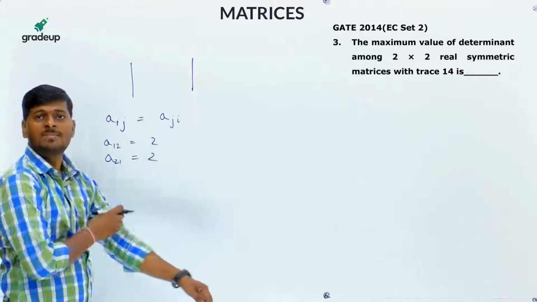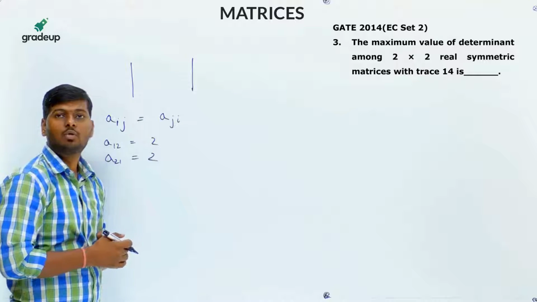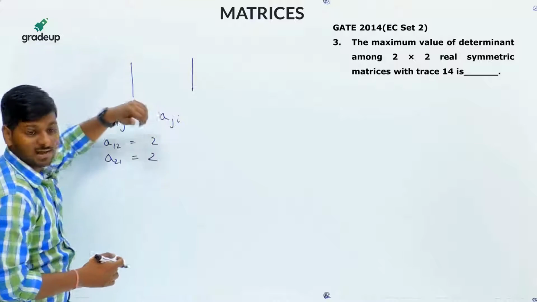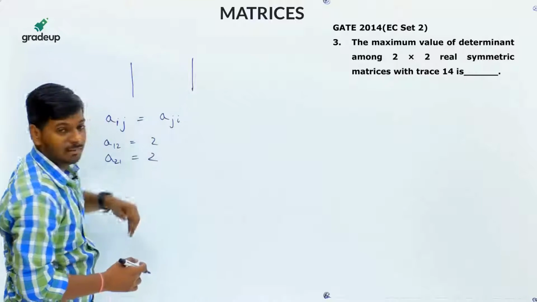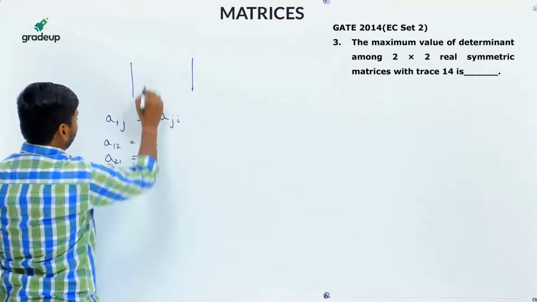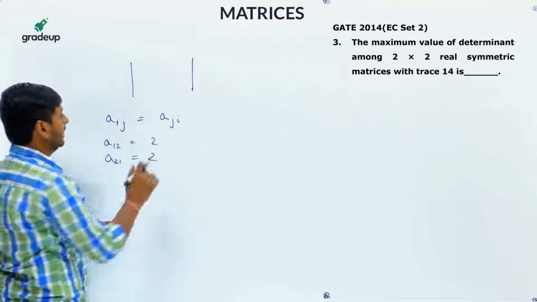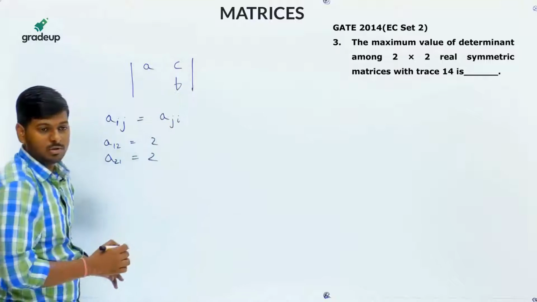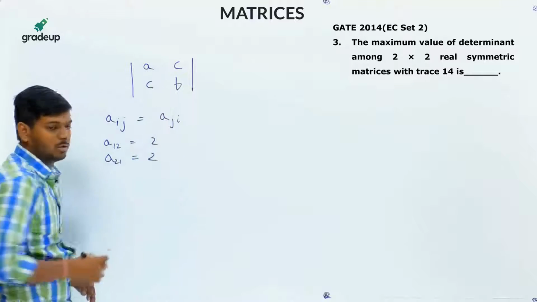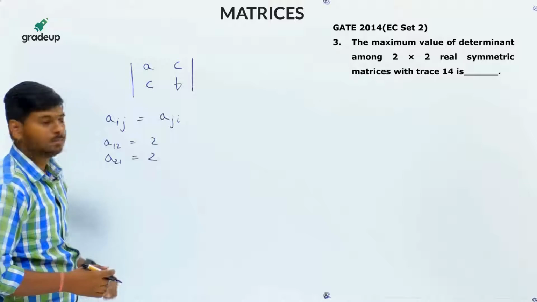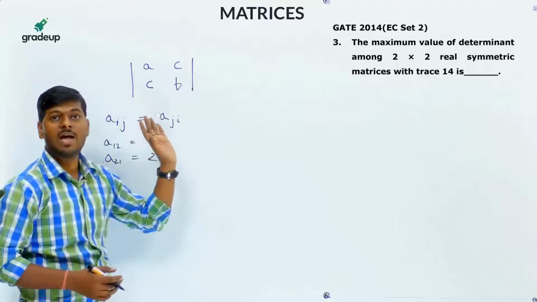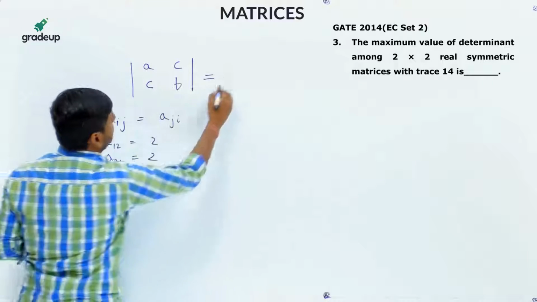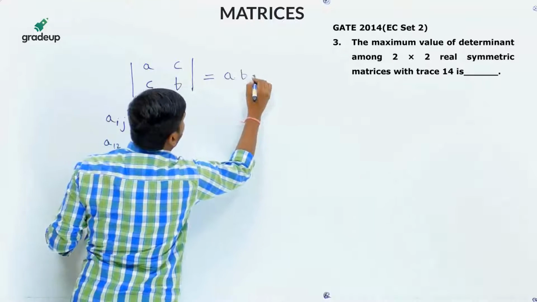Now the question is the maximum value of the determinant among 2 cross 2 real symmetric matrices with trace 14. You know what a trace is? Trace is the sum of the diagonal elements. Suppose the matrix is symmetric, as given. So the matrix is A, B. If A12 is C, then A21 is also equal to C. Now we have to find the maximum value of the determinant. The determinant of this matrix is A into B minus C square.